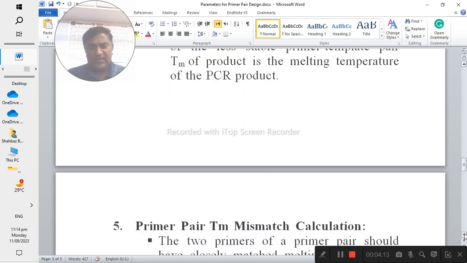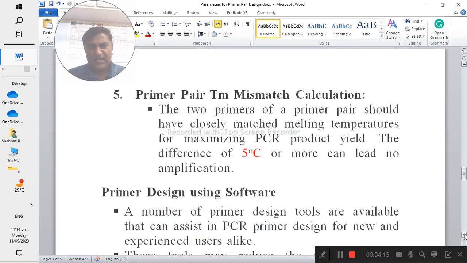Next you can see the primer pair Tm mismatch calculation. The two primers of a primer pair should have closely matched melting temperatures for maximizing PCR product yield. A difference of 5 degrees centigrade or more can lead to poor amplification.